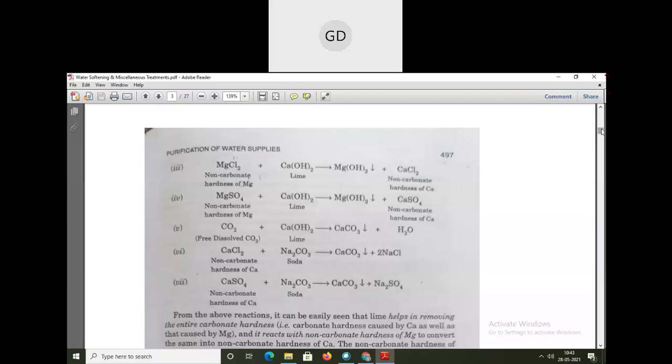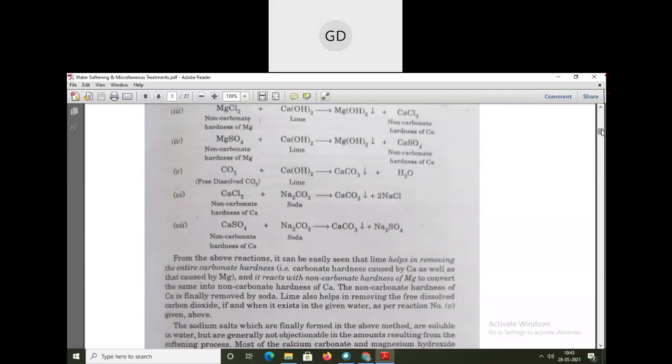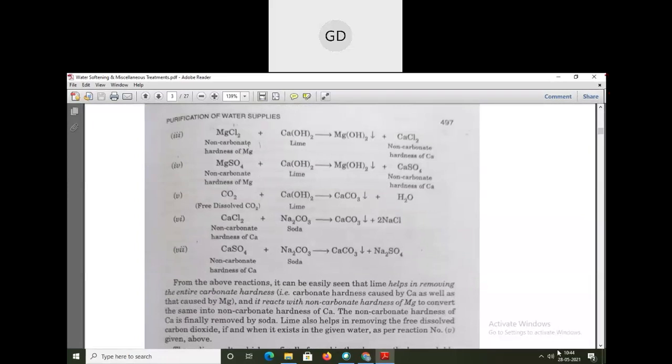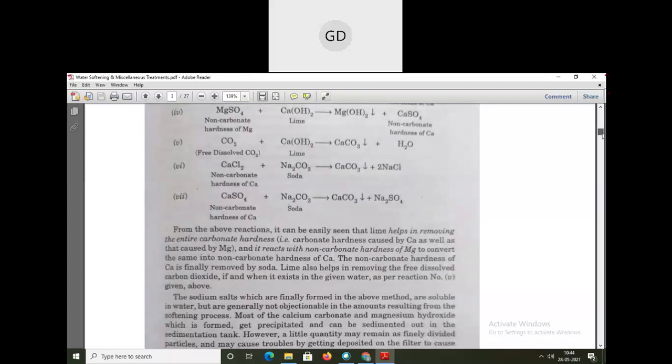From these reactions, you can see that for removing the carbonate hardness caused by the calcium as well as the magnesium present in the hard water, it reacts with the non-carbonate hardness of magnesium to convert it into the non-carbonate hardness of calcium. So both the calcium and magnesium hardness are converted. The non-carbonate hardness of calcium is finally removed by the soda that you have added, precipitating as calcium carbonate. This is the lime soda process.